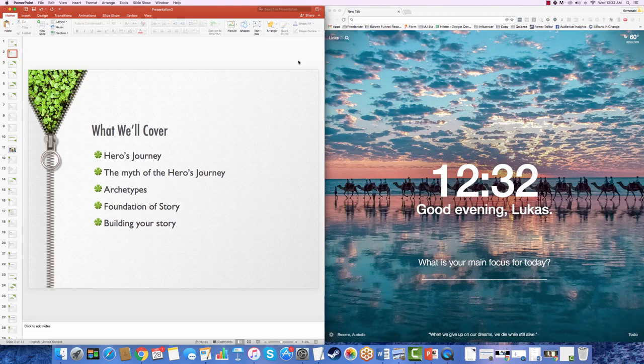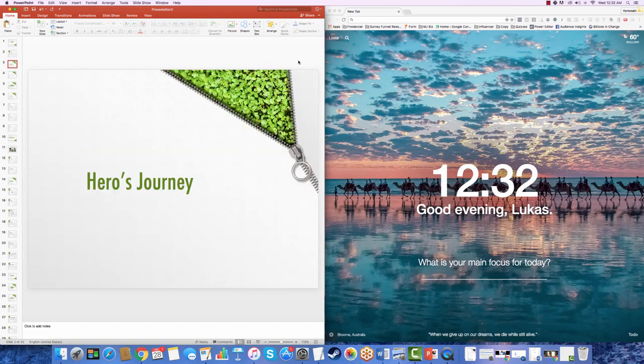So without further ado, this is going to be similar to previous modules where we're going to be looking at the slides and the content on the left, and then whenever appropriate, we are going to be looking at live examples on the internet on the right. So let's dive in. Let's talk about what the hero's journey is.